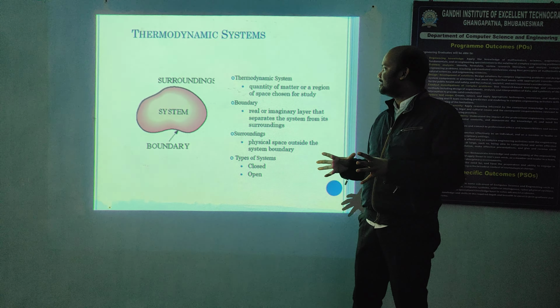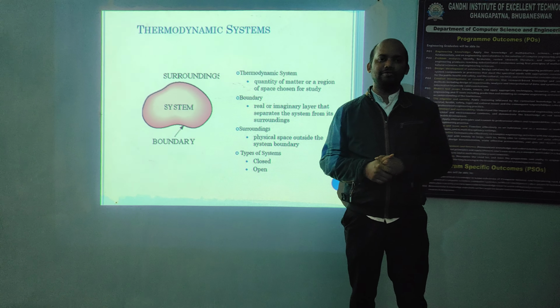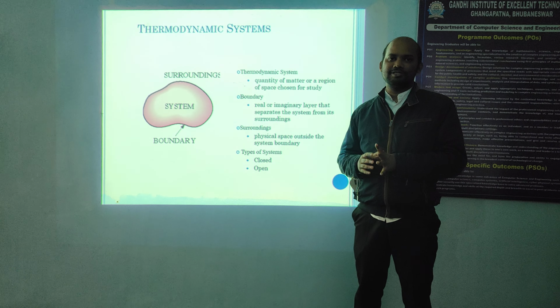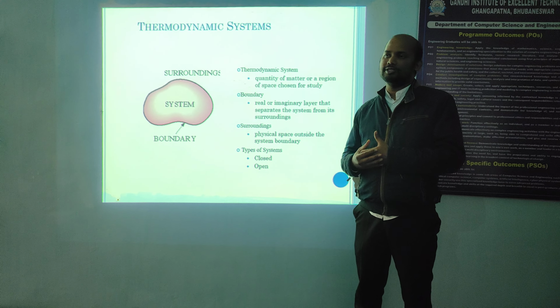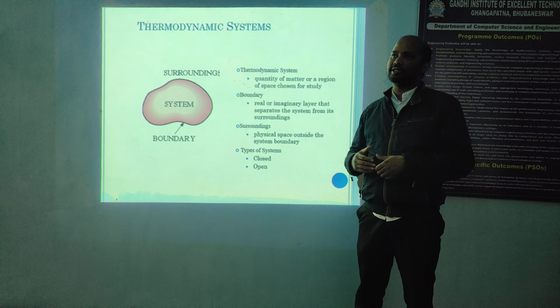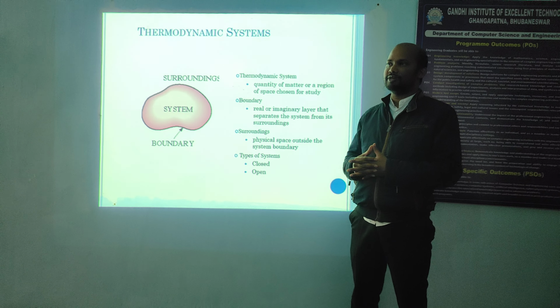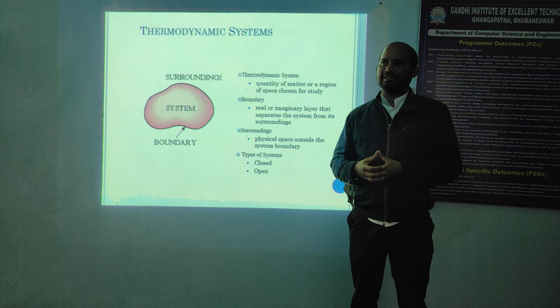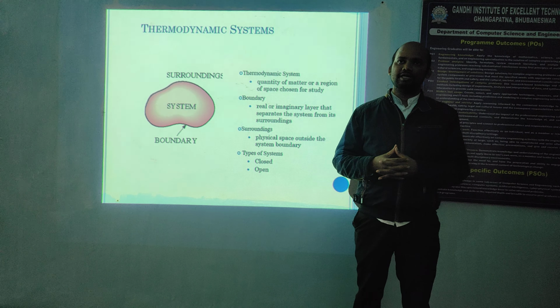In this part, we will next study about the types of system. There are two types of system, one is open system and another is closed system. Another one is there, but it is not a proper system, the isolated system. Before going to these, let us study about the open system.